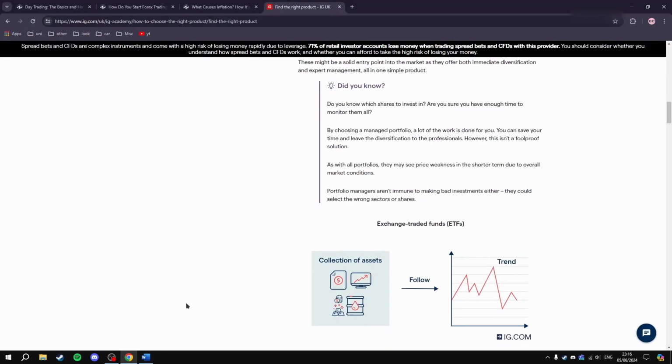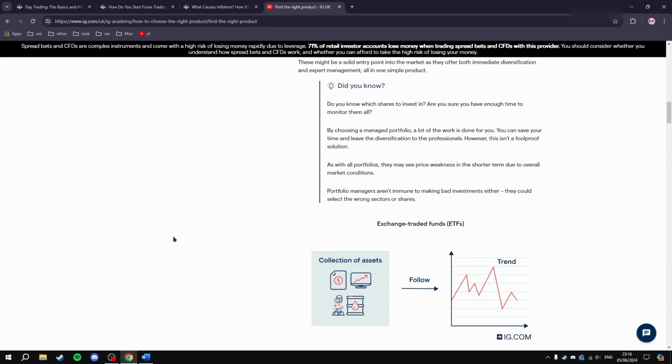These might be a solid entry point into the markets, as they offer both immediate diversification and expert management, all in one simple product. Do you know which shares to invest in? Are you sure you have enough time to monitor them all? By choosing a managed portfolio, a lot of the work is done for you. You can save your time and leave the diversification to the professionals.